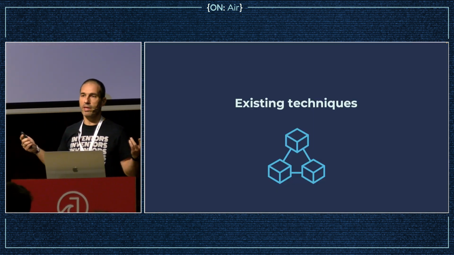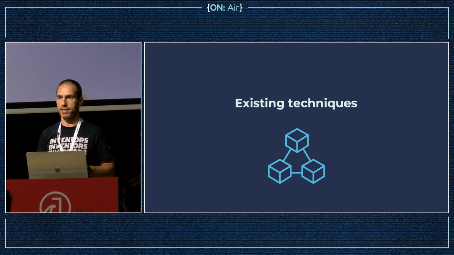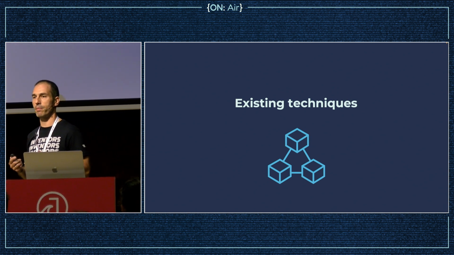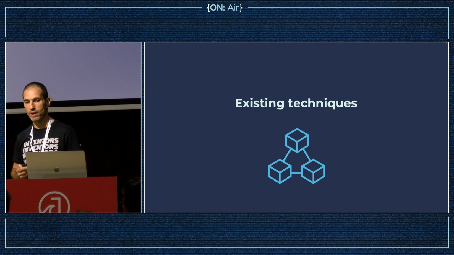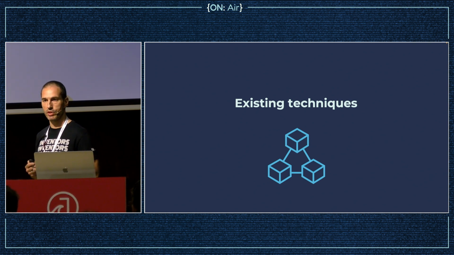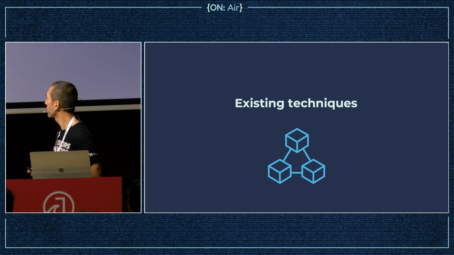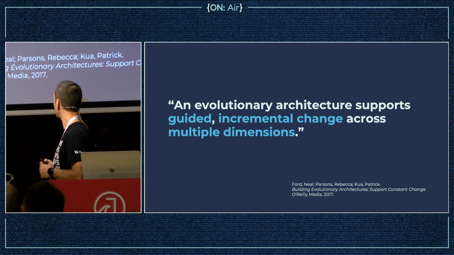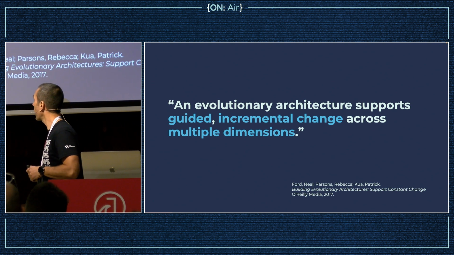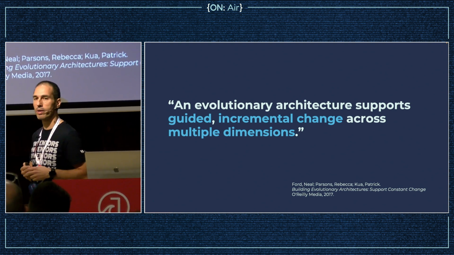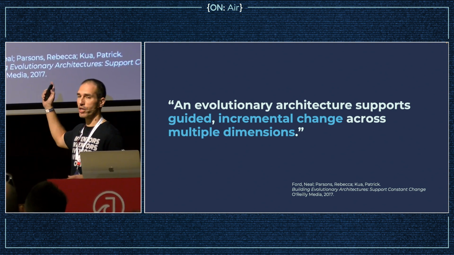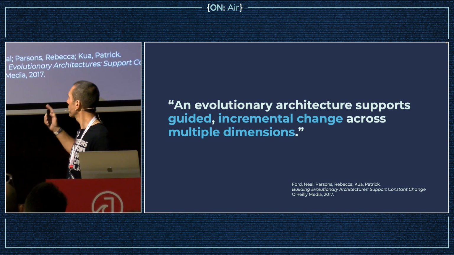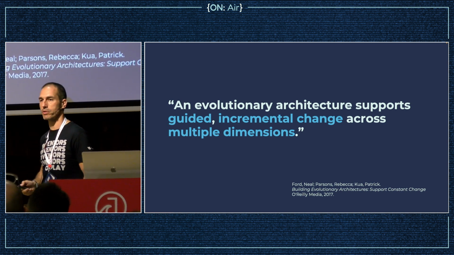So you may be thinking, what are the existing techniques in the software industry that can help me to tackle those problems? I will go through the main one, which is called evolutionary architecture. As defined by the authors in the book Building Evolutionary Architectures, an evolutionary architecture is one that supports guided change, incremental change, and across multiple dimensions.